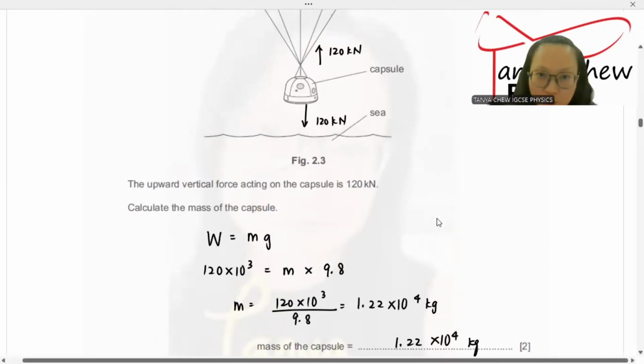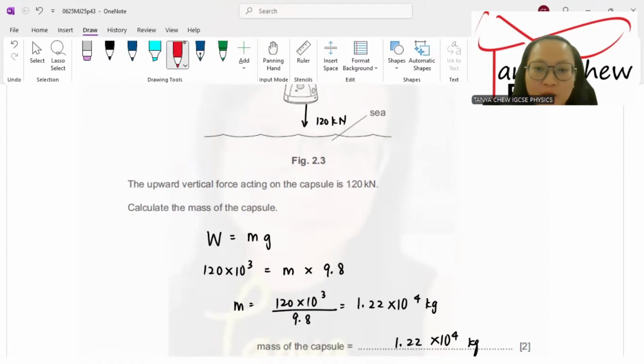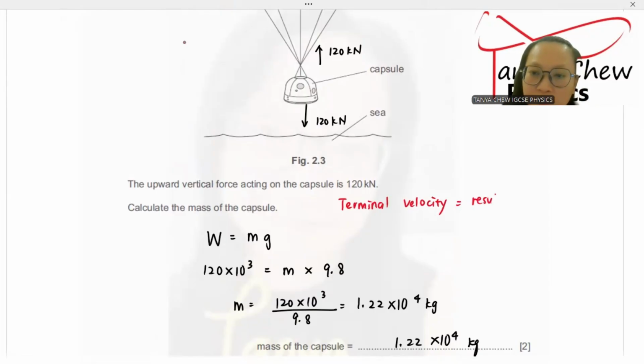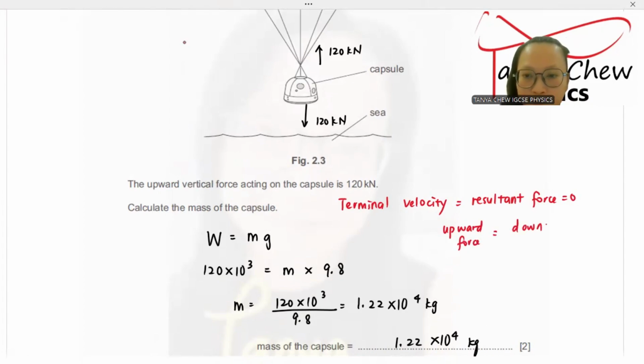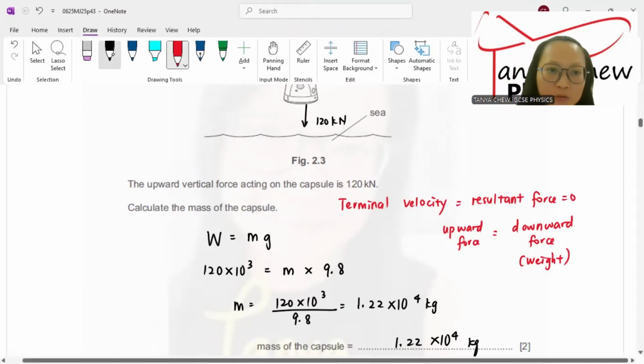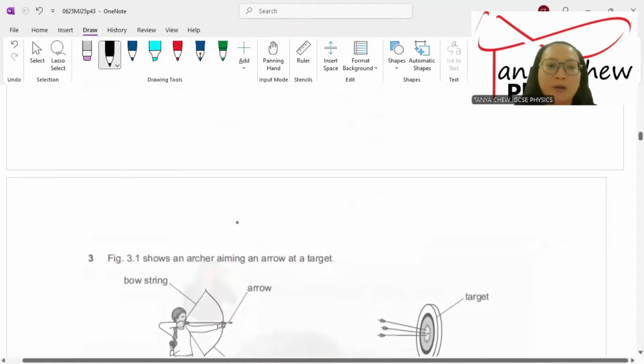Now, let me write you some notes here to remind you when you do revision. Terminal velocity means that the resultant force acting on the capsule must be equal to 0. That also means that the upward force on the capsule is equal to the downward force on the capsule. In this case, the downward force of the capsule is equal to weight, if you want to know further. Weight is equal to mg. So that's all. Now, let us continue with question number 3.